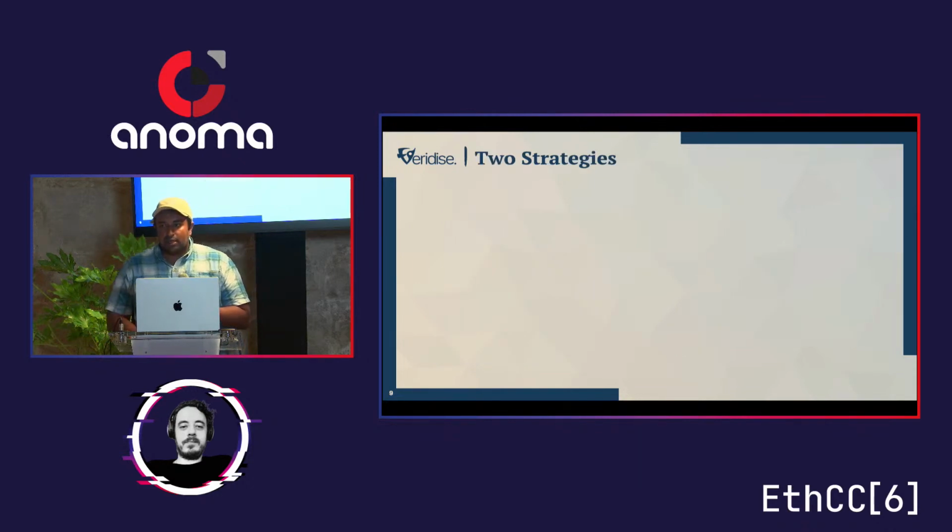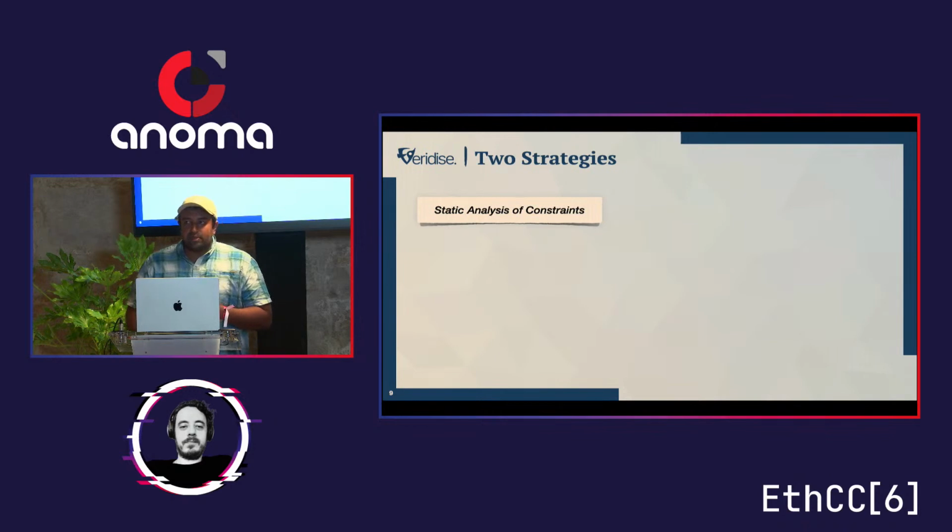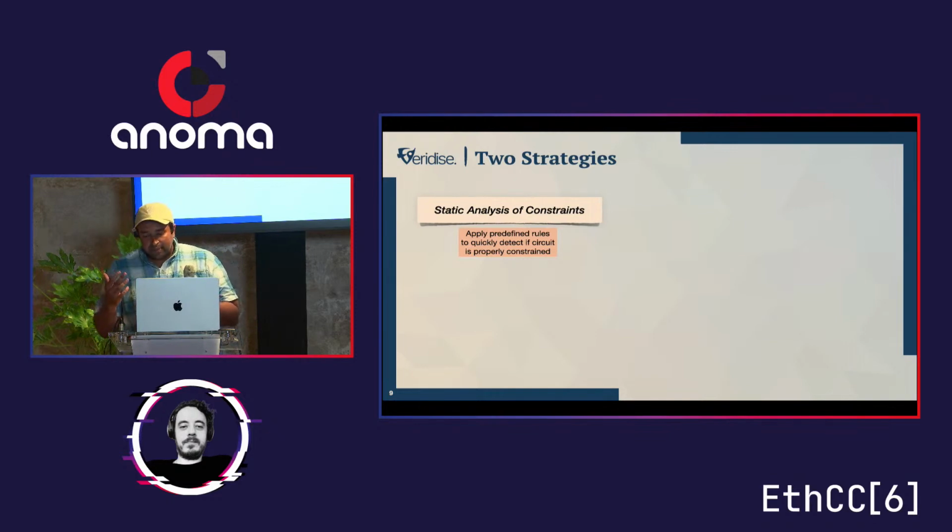Now there are broadly speaking two very simple strategies for detecting under-constrained bugs in circuits. One is what we call static analysis of these constraints. Essentially, you start with a set of predefined rules, and then you use those rules to prove that signals are uniquely determined by the input.